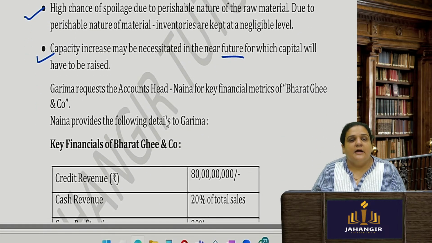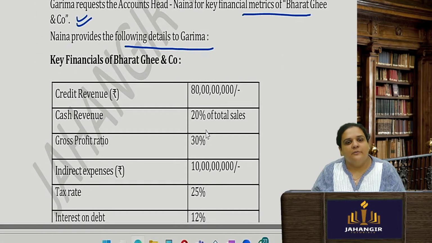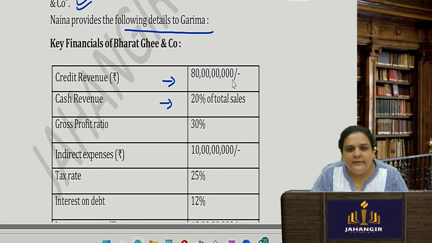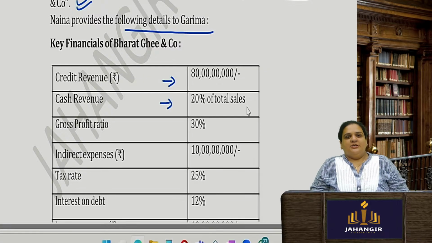Garima requests the accounts head Naina for key financial metrics of Bharat Ghee and Company. Naina provides the following details to Garima. So now the question starts. Key financials of Bharat Ghee and Company: credit revenue and cash revenue. So total revenue is 80 CR plus 20% of total sales. Okay, cash revenue is 20%.